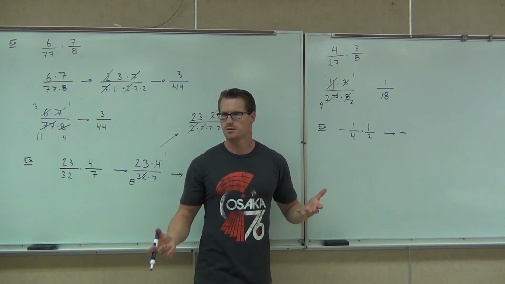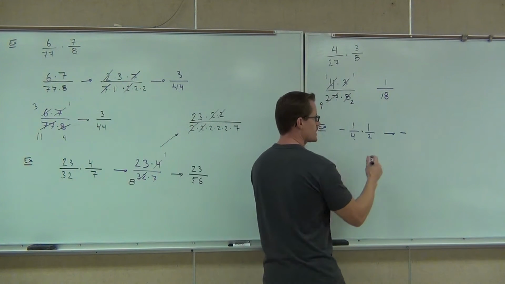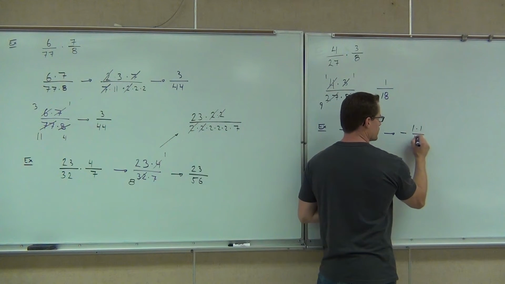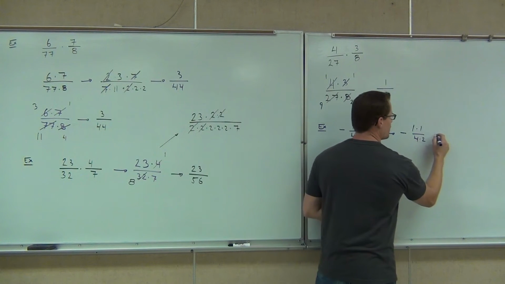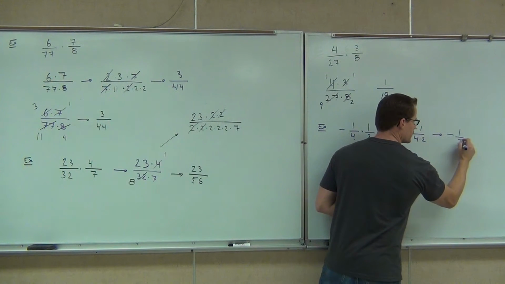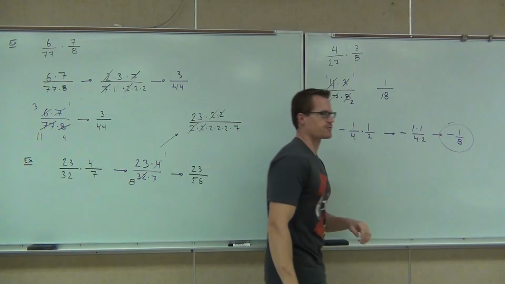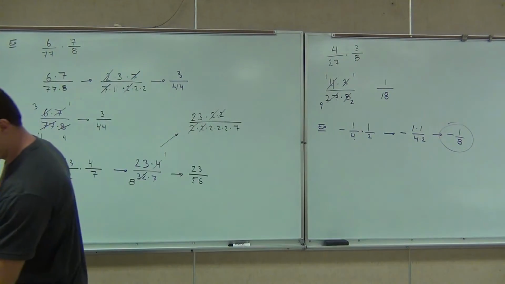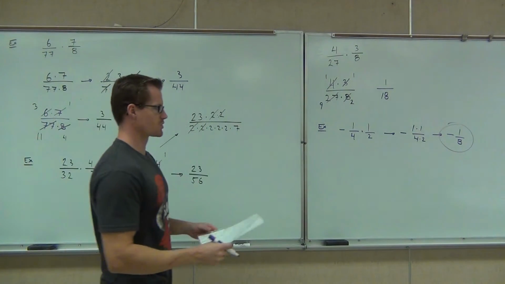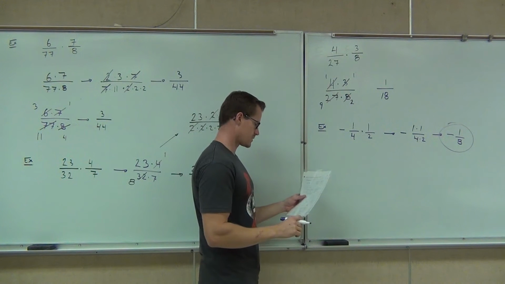You with me on that? So here we go, okay, we know the fraction is negative. I know it's going to be 1 times 1 over 4 times 2, and that's going to give me negative 1/8. For sure. So it still works with our negatives. Just make sure that we're keeping those signs correct.